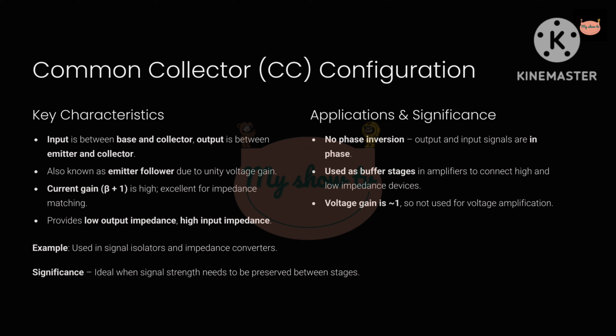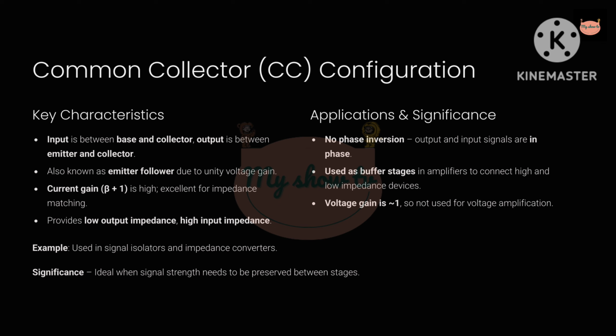Slide 3. Common collector, CC, configuration. Let's move to common collector, CC, configuration. Here, the collector is the common terminal for both input and output. The input is applied between base and collector, and the output is taken between emitter and collector. This configuration is also known as an emitter follower, because the output voltage at the emitter follows the input voltage at the base.